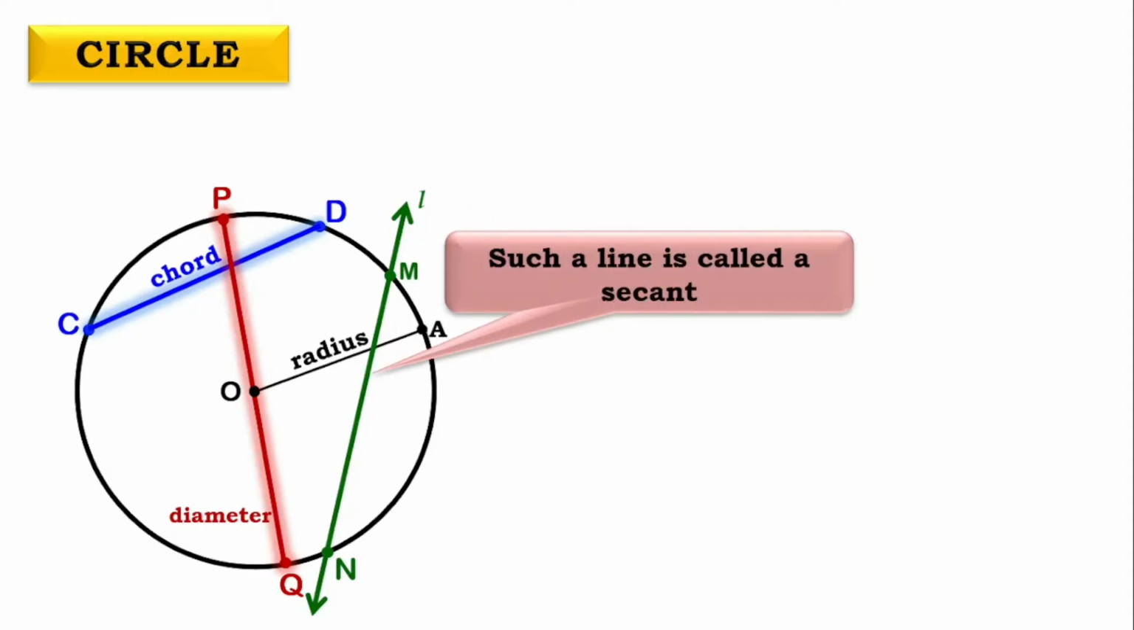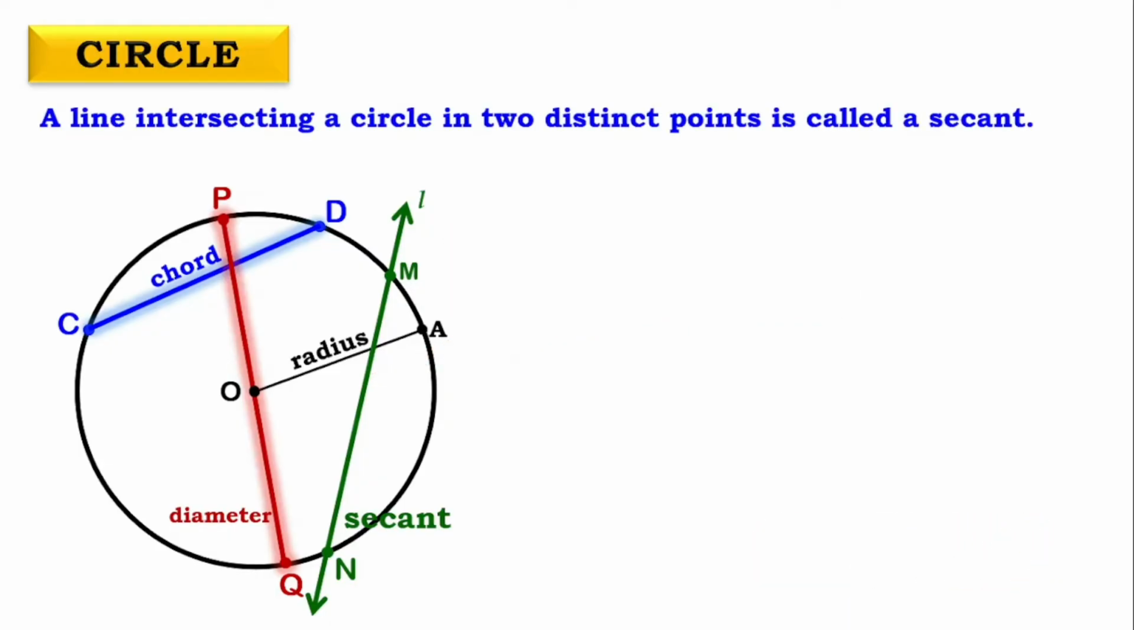Such a line is called a secant. So a secant is a line which intersects the circle in 2 points. So this is a secant. Now let us define secant. A line intersecting a circle in 2 distinct points is called a secant.